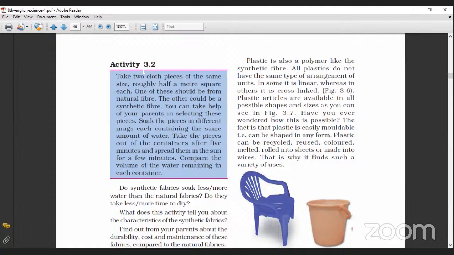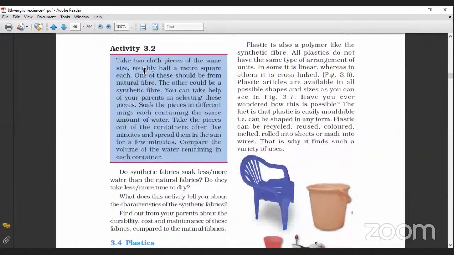In this chapter, children, the chapter name itself indicates synthetic fiber and natural fiber. The second topic we have learned in this chapter: what you mean by fabrics, what you mean by fibers, what you mean by natural fibers, what you mean by synthetic fibers, where we will get them and how we will prepare them. Already we have learned.